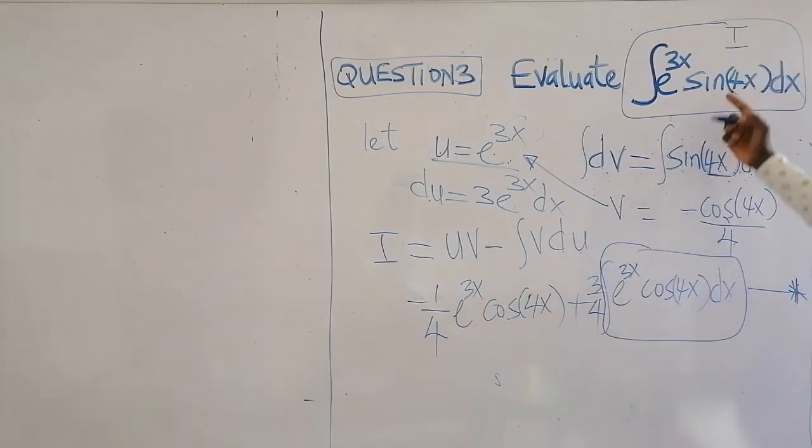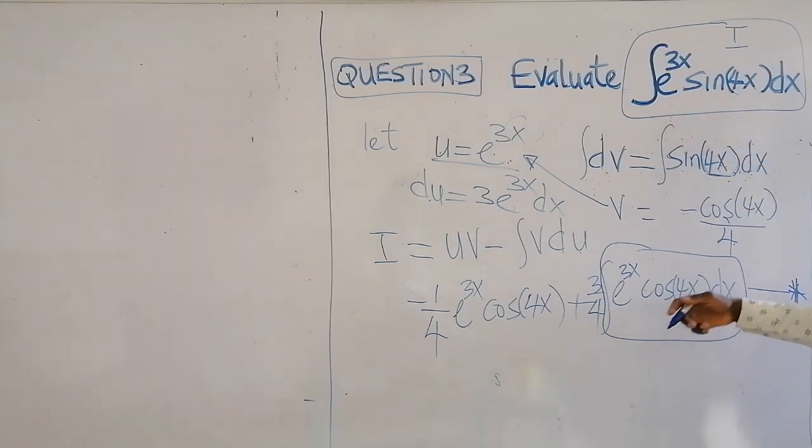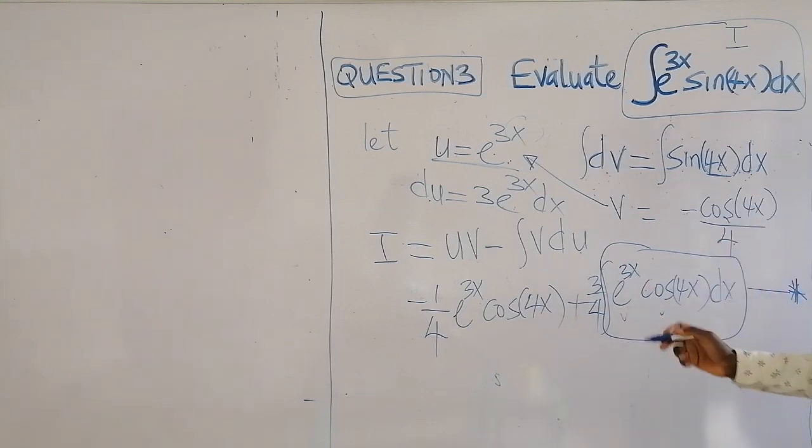This integral is not equal to the question. We involve integration by parts again because it's a product of two items. So we're going to do the integration again for this integral. There is no table for this.